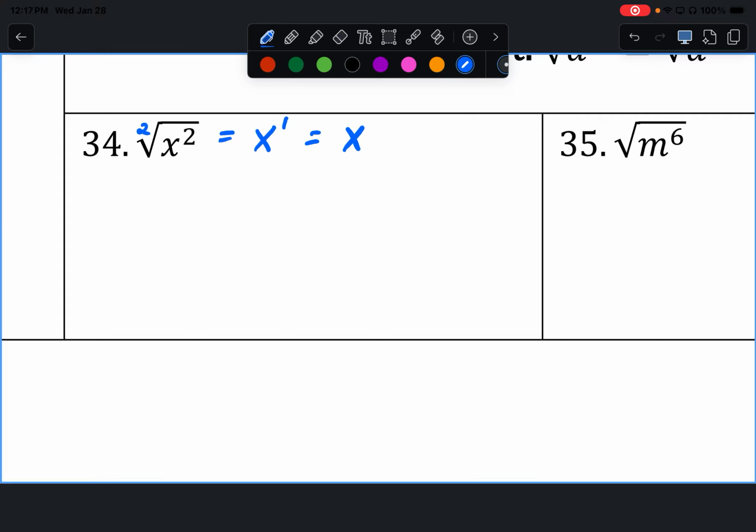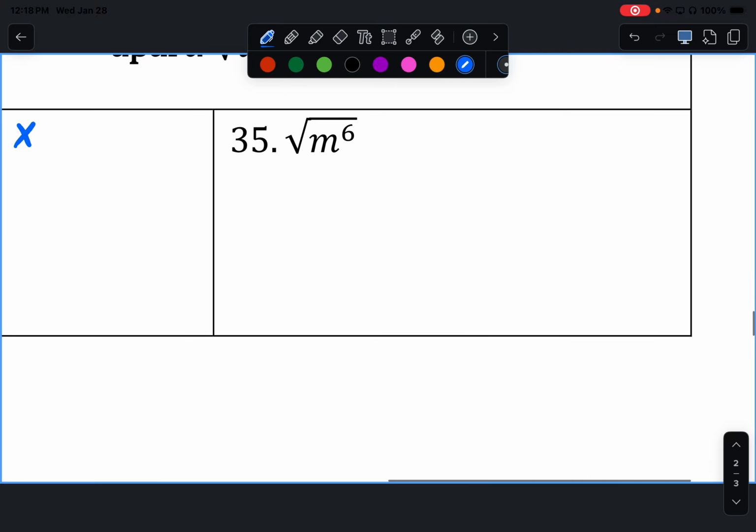Now we're going to look at 35. Again, we know this is a square root. Is 6 divisible by 2? Yes. How many times can 2 go into 6? 3. So the answer to this would be m to the third.